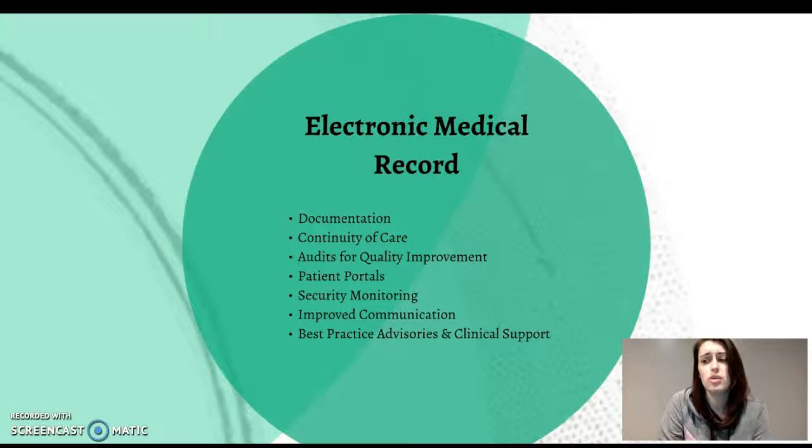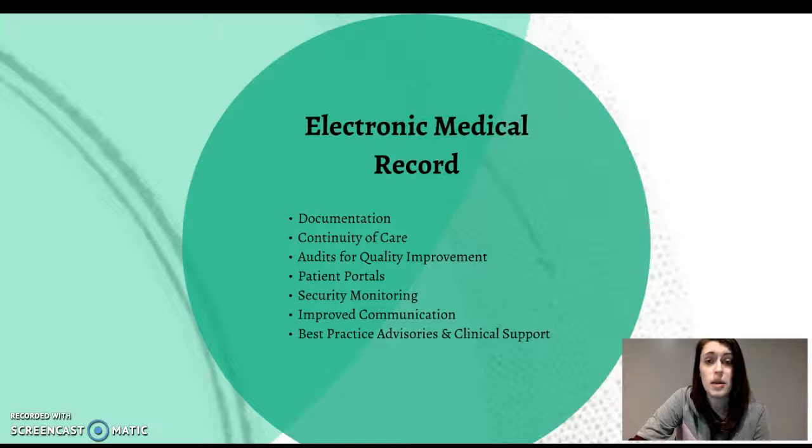Not only that, but this also improves continuity of care, as well as collaboration and communication between all healthcare and patient team members. Then you have increased efficiency due to having all of that information extremely accessible to all participants of the healthcare team, as well as quickly accessible, which really makes a huge difference when there is a critical patient situation going on. The electronic medical record is also used for audits for quality improvement.